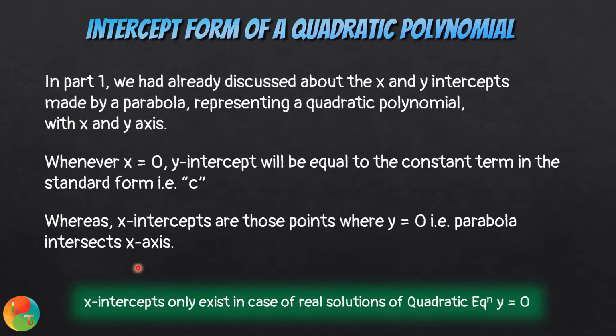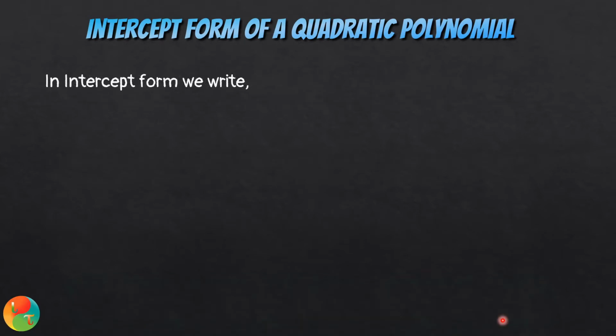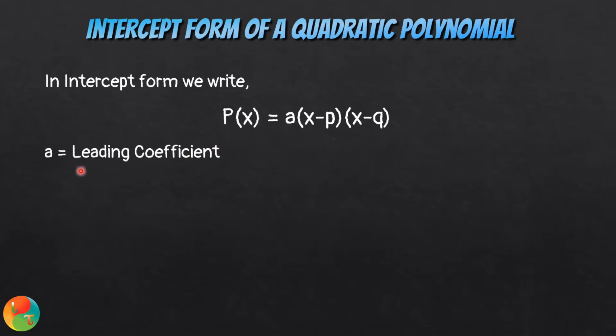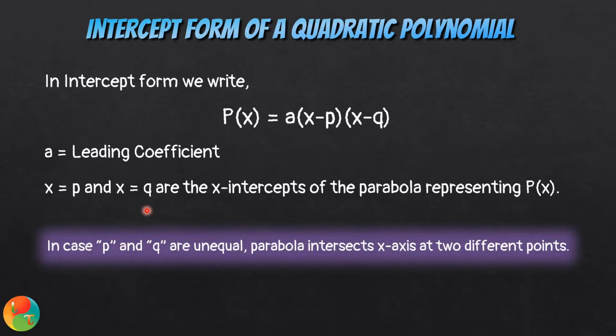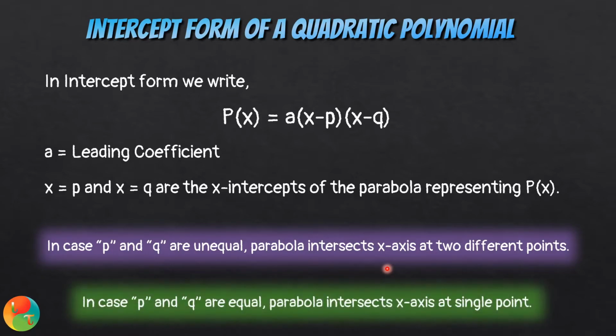Now here is a small note. X-intercepts only exist in case of real solutions of quadratic equation, which is y is equal to 0. In intercept form, we write p of x is equal to a into x minus p into x minus q, where a is the leading coefficient. Precisely speaking, p and q are the abscissas of x-intercepts, that is, where the parabola intersects the x-axis. In case p and q are unequal, parabola intersects x-axis at two different points. In case p and q are equal, parabola intersects x-axis at a single point.